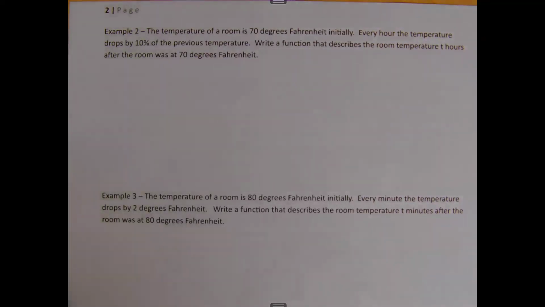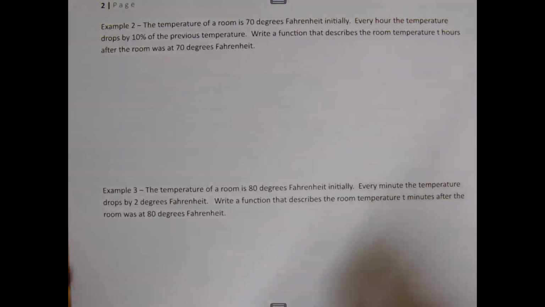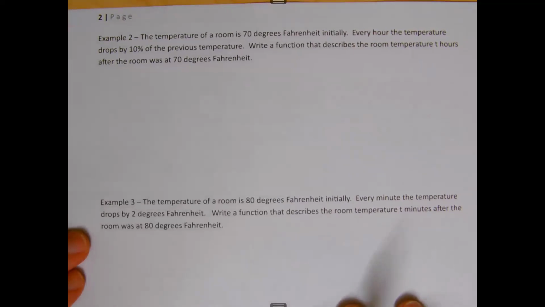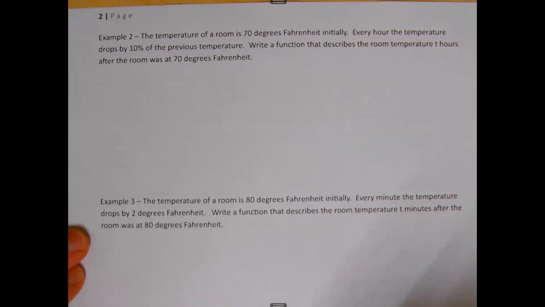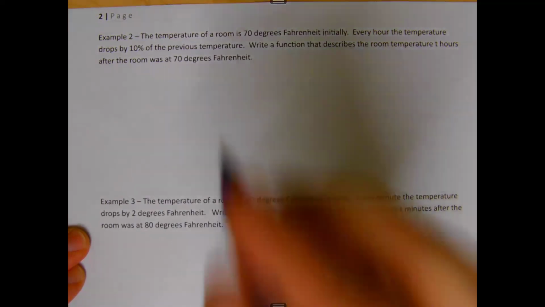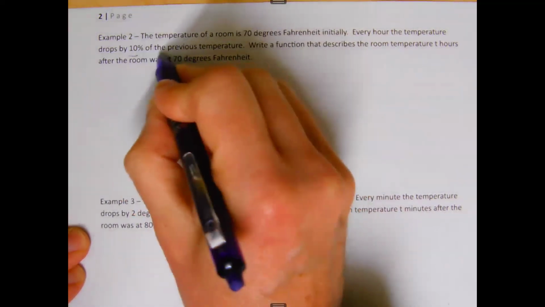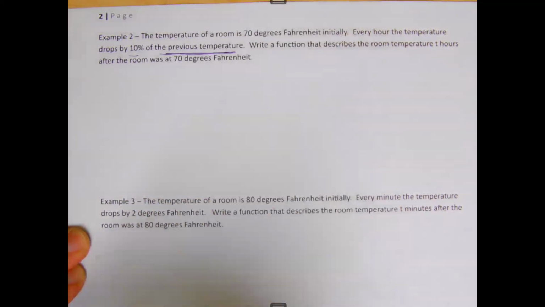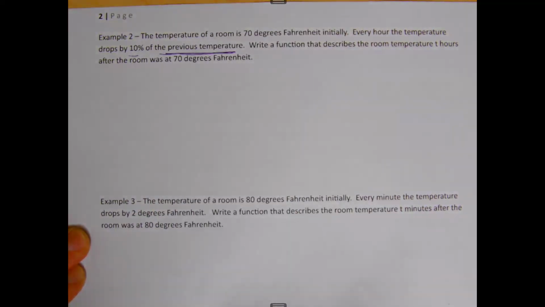Let's look at some more examples. We have this situation now: the temperature of the room is 70 degrees. Every hour, the temperature drops by 10% of the previous temperature. So notice the key here is that it's dropping by 10% of the previous temperature. A function describes the room temperature T hours after the room was at 70 degrees.